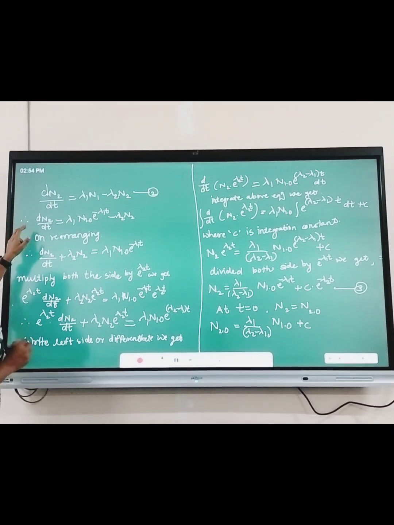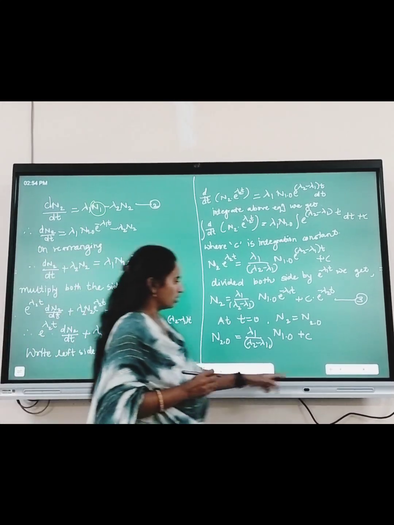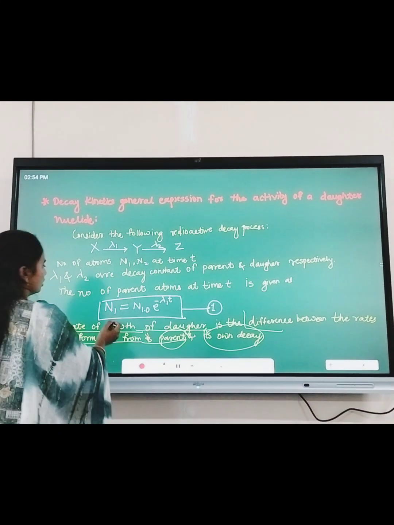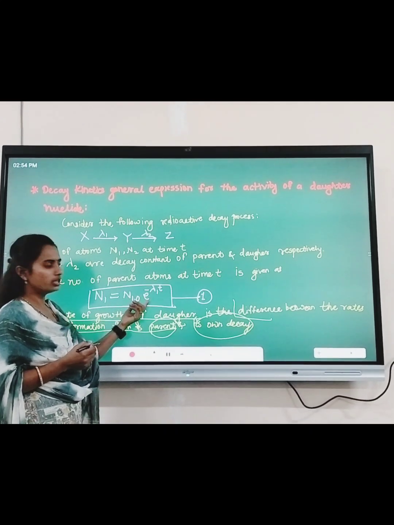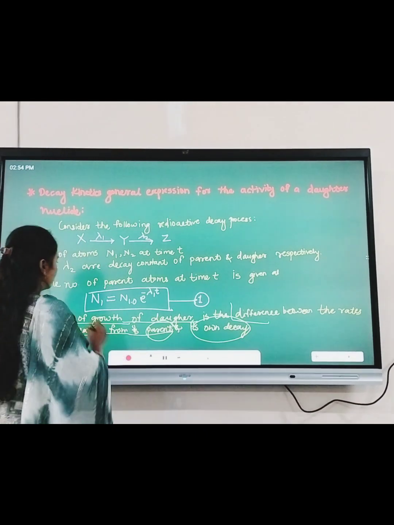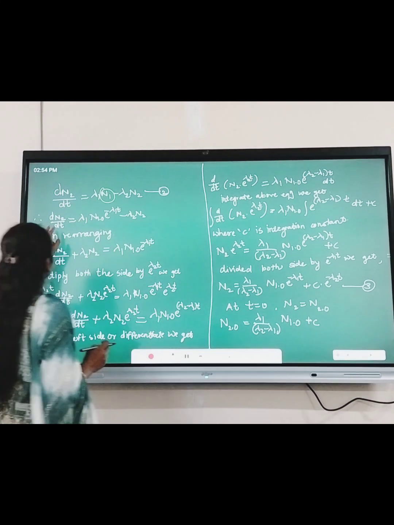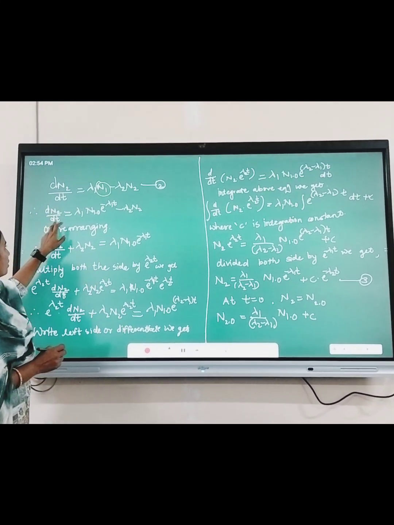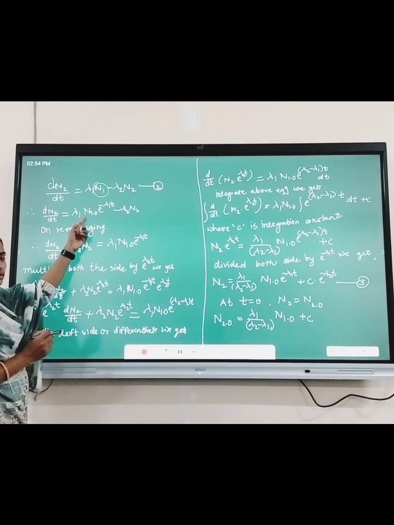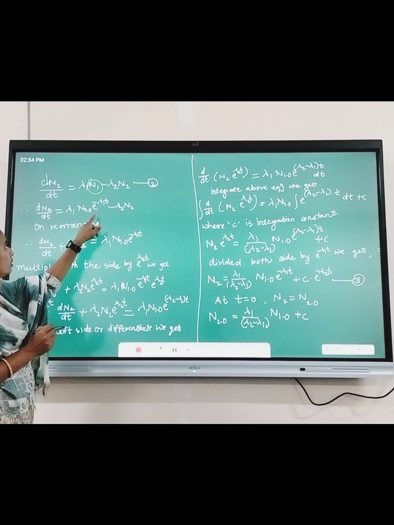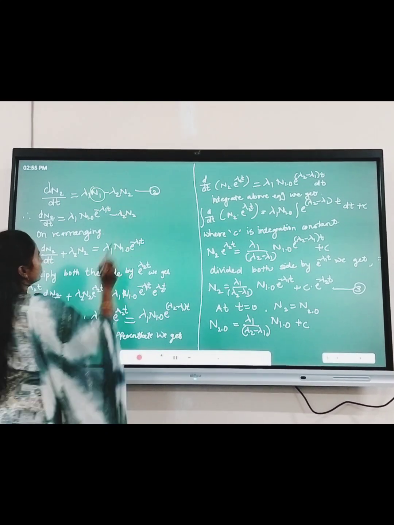Then here we put the value of capital N1 from equation number 1. Here we see in equation number 1, the value of N1 is equal to N 1.0 into e raised to the power minus lambda 1 t. This value of N1 we put in this equation. dN2 divided by dt is equal to lambda 1 into N 1.0 into e raised to the power minus lambda 1 t, minus lambda 2 N2 as it is.